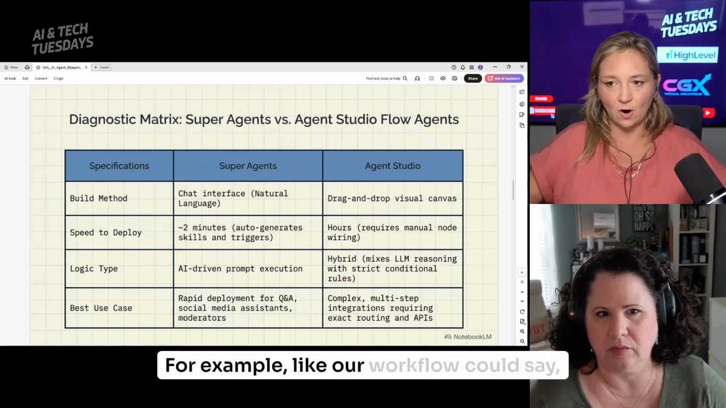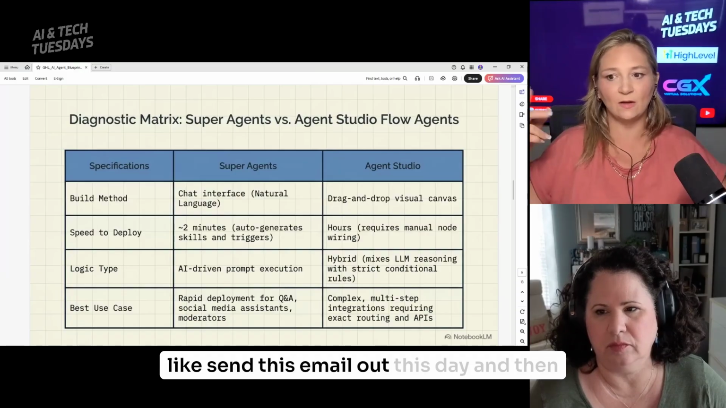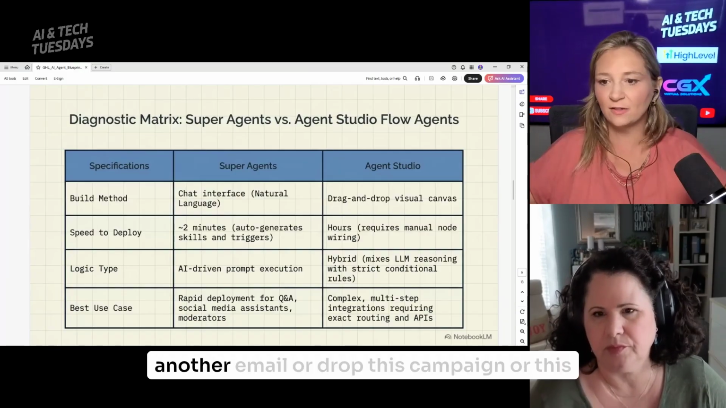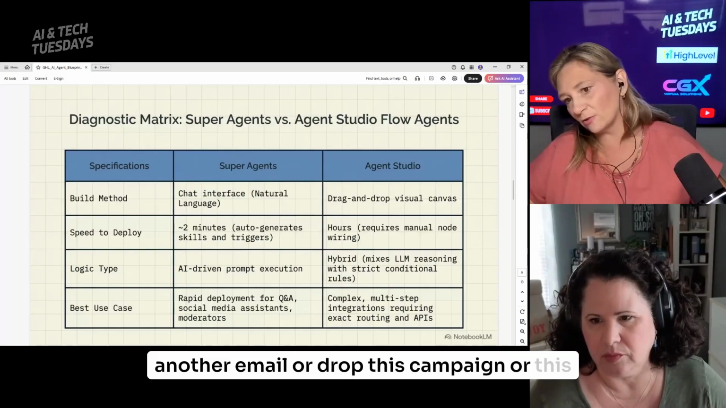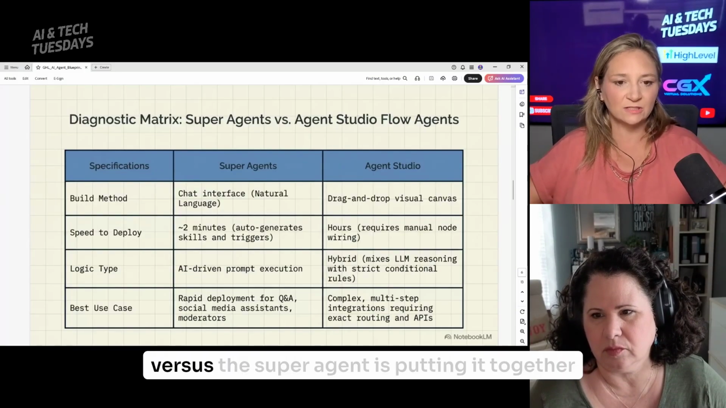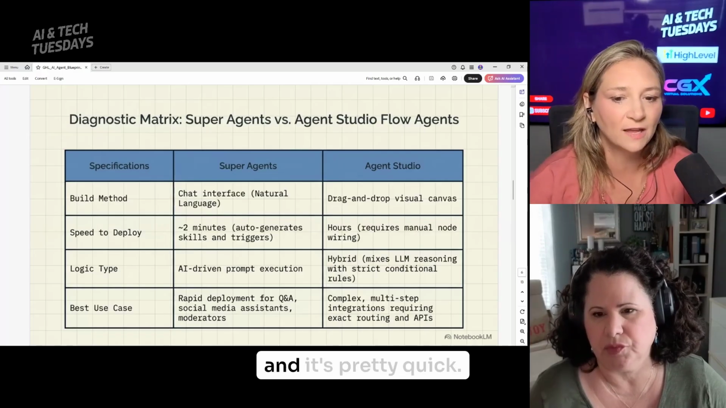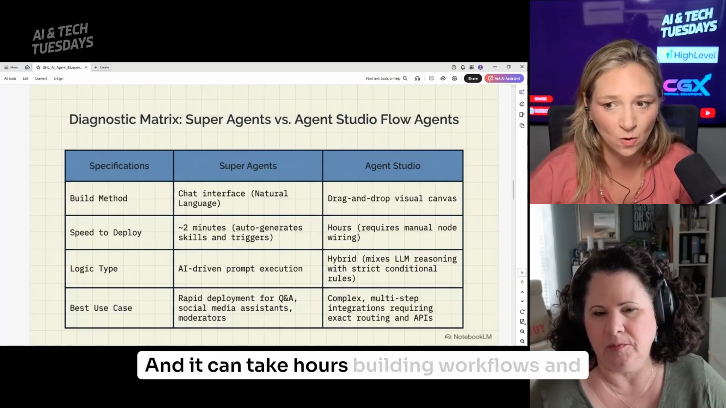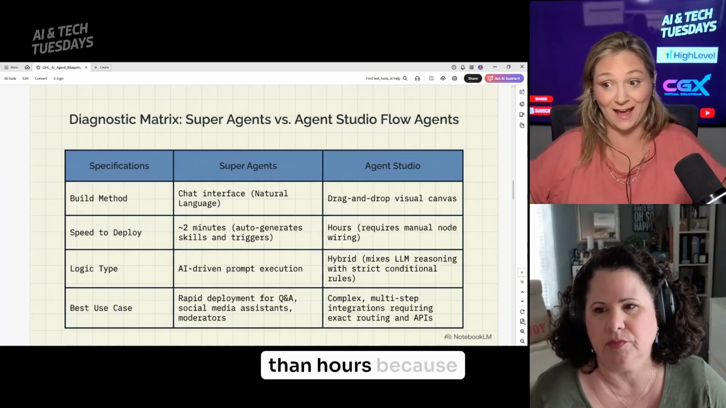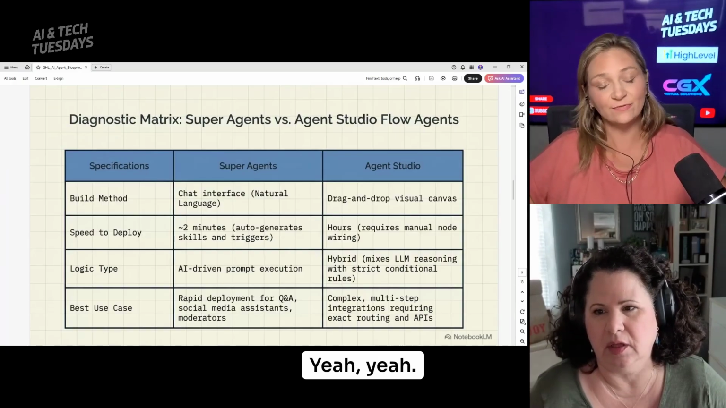For example, our workflow could say, send this email out this day and then wait a few days and send out another email or drop this campaign or this offer or whatever. We're literally trying to build it ourselves, versus the super agent putting it together, and it's pretty quick. It can take hours building workflows, and not just hours. I've had it take a lot longer than hours because we're really trying to refine it all back there.